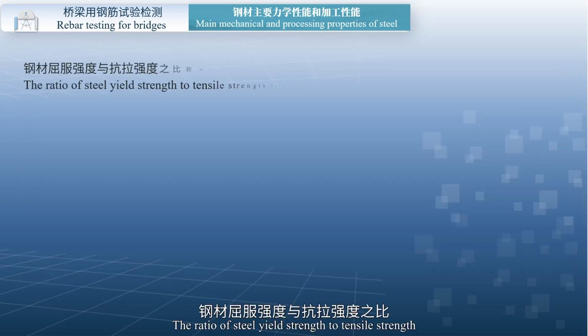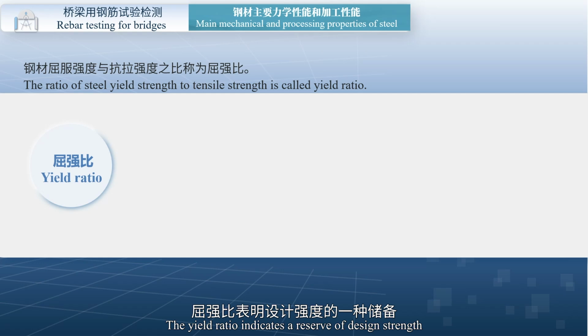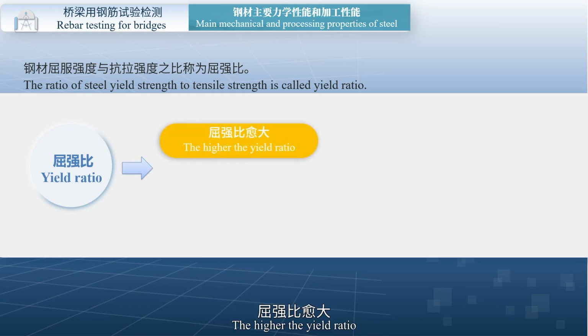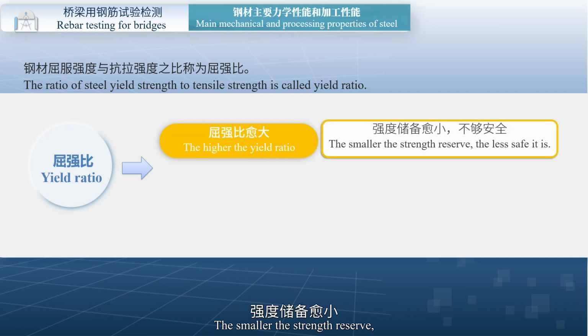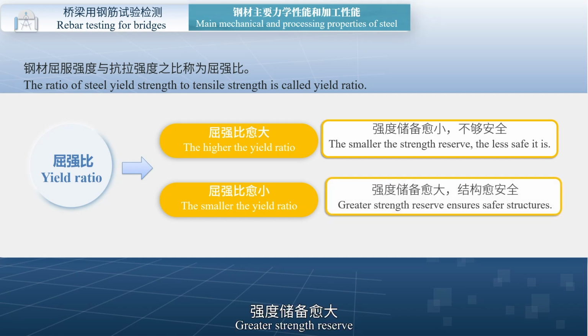The ratio of steel yield strength to tensile strength is known as the yield ratio. The yield ratio indicates a reserve of design strength. The higher the yield ratio, the smaller the strength reserve, and the safety is insufficient. The smaller the yield ratio, the greater the strength reserve, and the structure becomes safer. But when the yield to tensile ratio of steel is too small, its strength utilization rate is low and uneconomical.